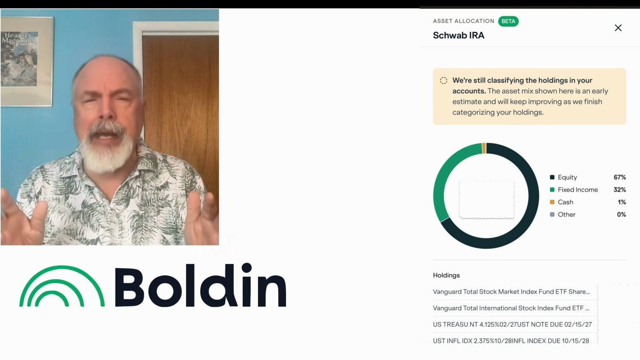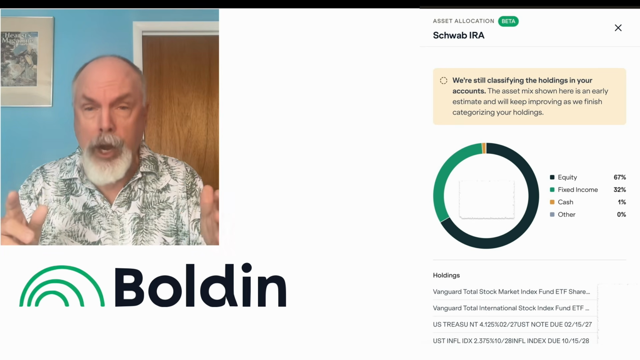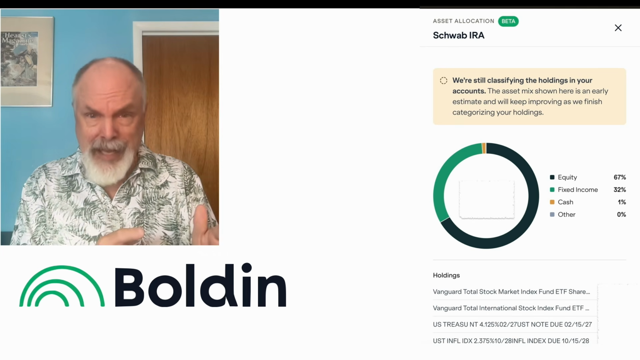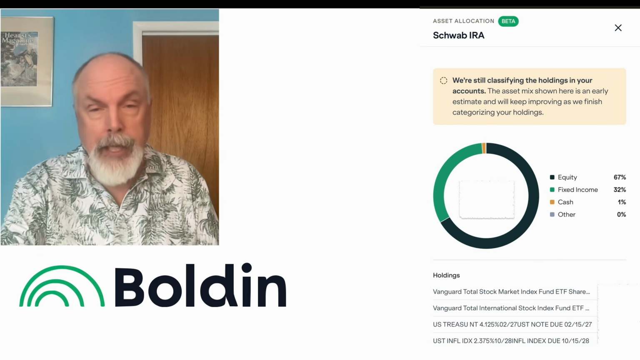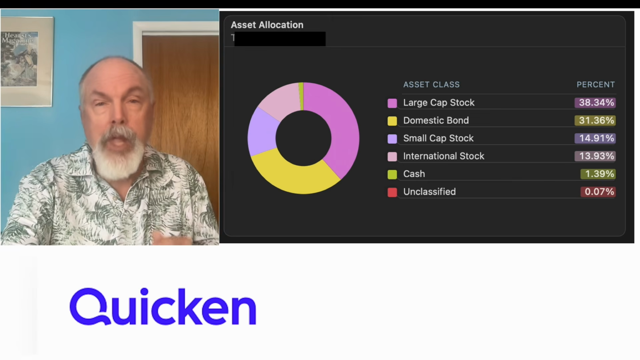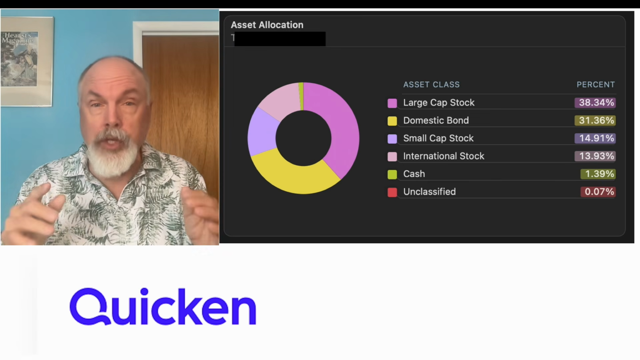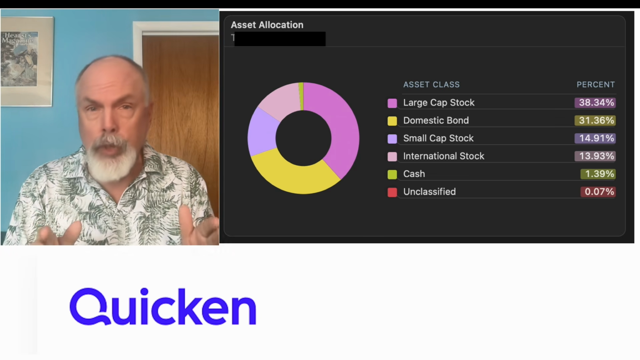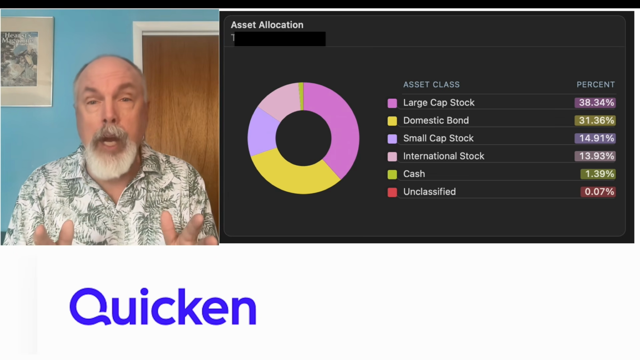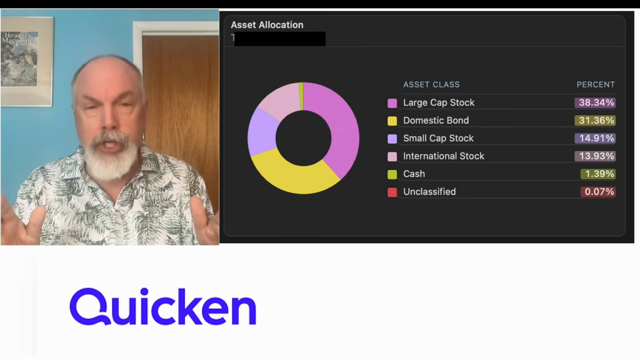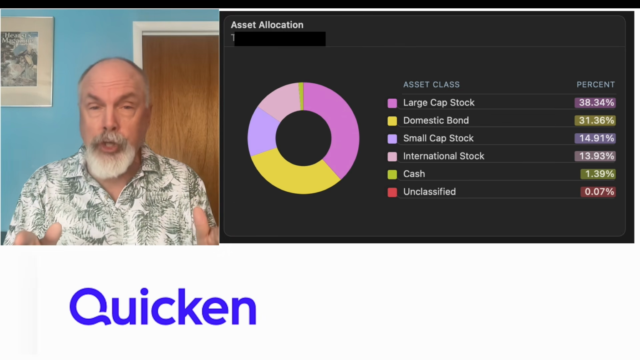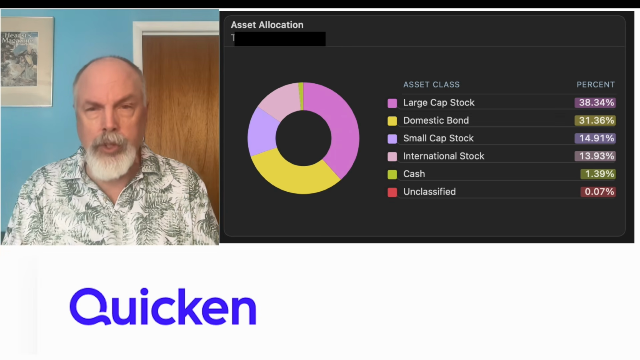This is the breakdown that they show for the Schwab IRA, with equity at 67% and fixed income at 32% and cash at 1% and other at 0. But here is how that looks in the asset allocation picture I currently get from the dashboard on my Quicken Classic software. And you can notice the greater detail in the pie chart. Quicken breaks out equity into large cap and small cap and international, rather than lumping it all into equity.